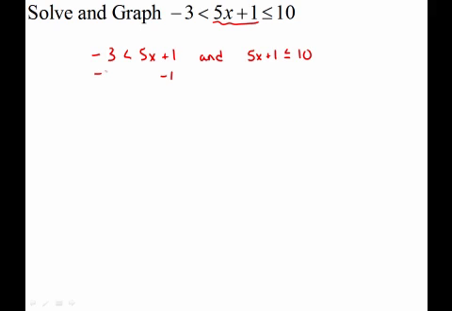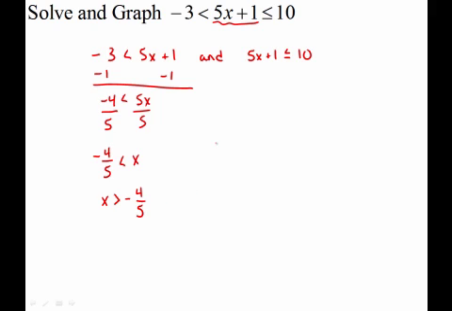So subtract 1. And so we get -4/5 is less than x, or if you like to write it with the x on the left side better, just remember to flip the sign, so x has to be greater than -4/5. And then on the other side, x is less than or equal to 9/5. Okay, and those two are and.